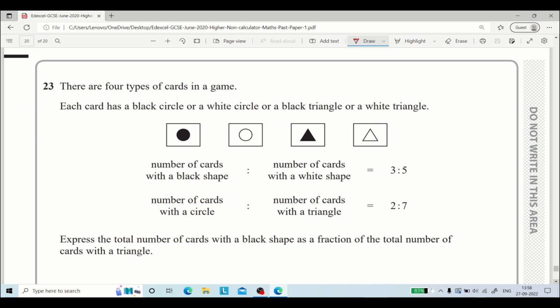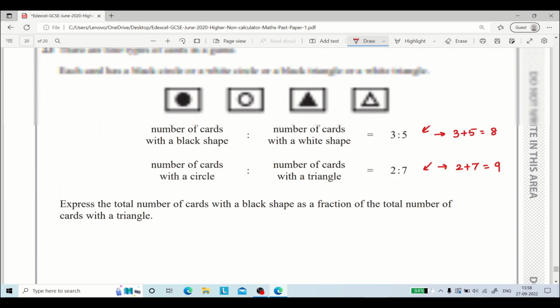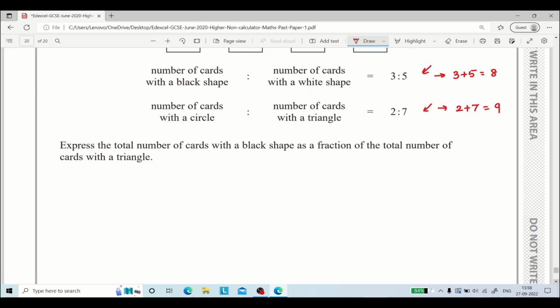Number of cards with a black shape is to number of cards with a white shape is 3:5. There's some proportion given to us. Number of cards with a circle is to number of cards with a triangle is 2:7. So here if you observe, the total here is how many parts? 3 plus 5, that is 8 parts. And here 2 plus 7, that is equal to 9 parts. Great. Now you just need to use this information and solve.